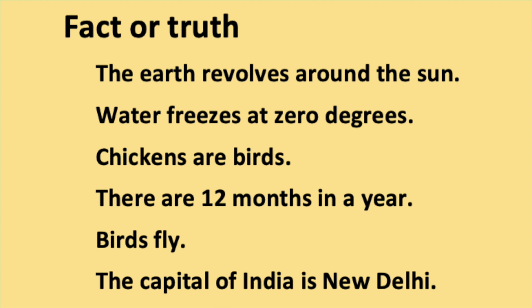Don't forget the formula: subject plus verb first form or root form plus object. With the singular subject, you should add s or es with the verb. So write the next side heading: fact or truth. Then write the examples. The earth revolves around the sun. Water freezes at 0 degrees. Chickens are birds. There are 12 months in a year. Birds fly. The capital of India is New Delhi.